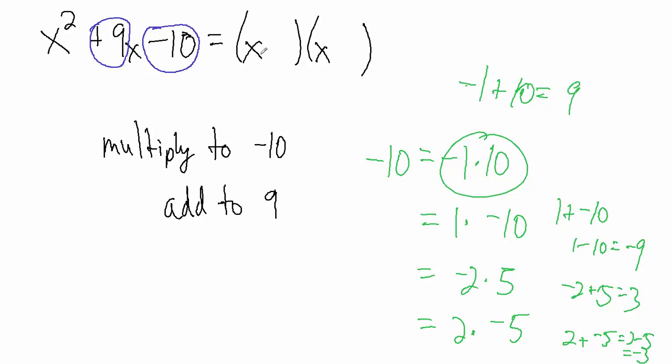So if we go back to our expression here, put a negative 1 here, and then positive 10 here. So negative 1, positive 10. Then what we just found out was that x squared plus 9x minus 10, if we factor that, we get x minus 1 times x plus 10.